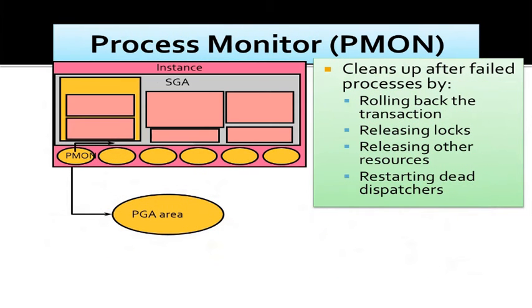Process Monitor, PMON. The PMON communicates with the SGA and PGA areas. It cleans up after failed processes by rolling back the transaction, releasing locks, releasing other resources, and restarting dead dispatchers.